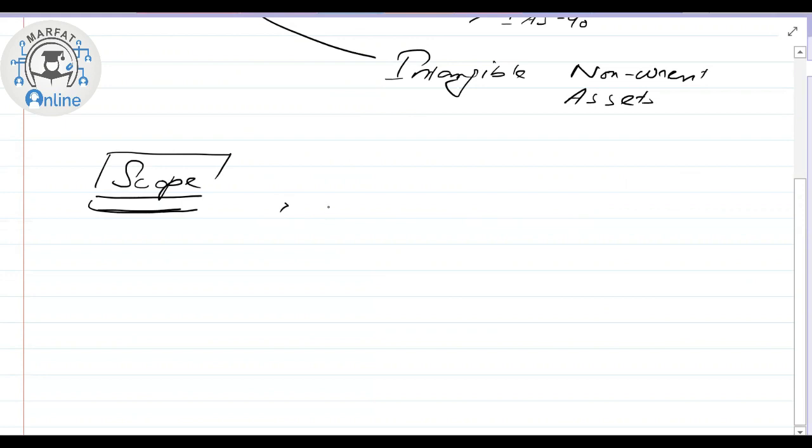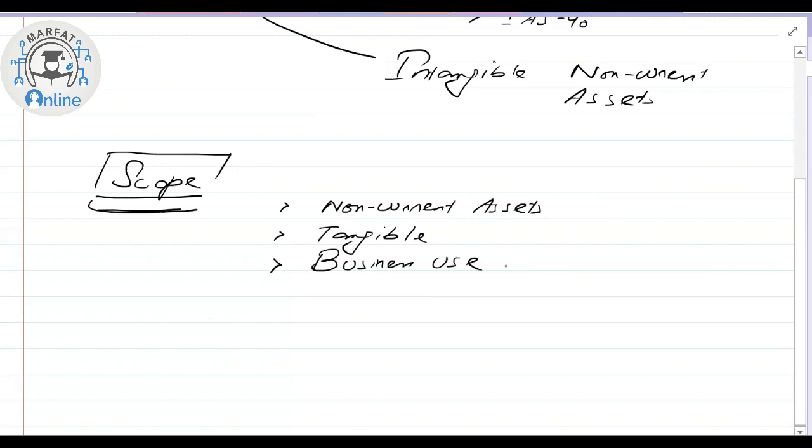First of all, these will be non-current assets, and you know that non-current assets are assets which have a life of more than 1 year. The first thing is the non-current asset: life is more than 1 year. The second thing is that these are tangible non-current assets, that means they have physical existence. The third thing is that these assets should be for business use, or the use in the business.